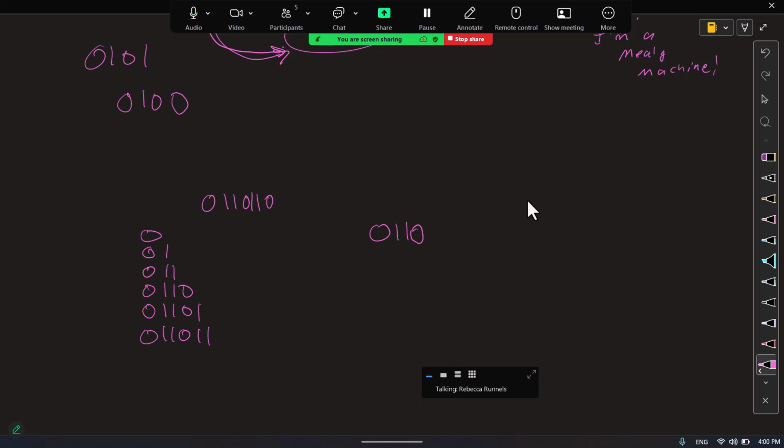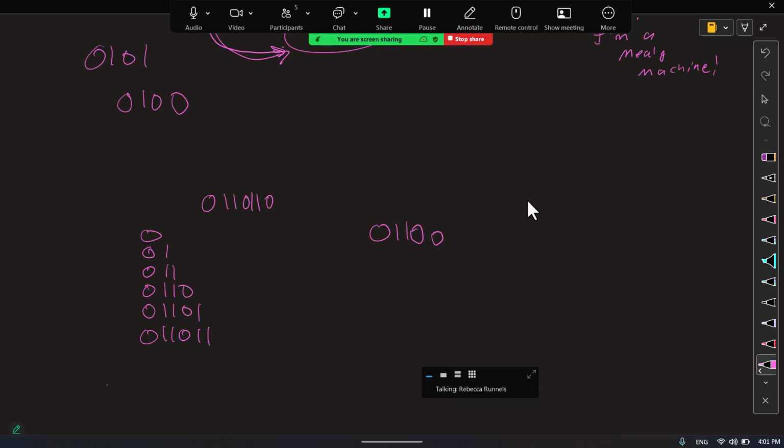So if I'm at 0, 1, 1, 0, and I get a 0, I look and I see, do any of these have a 0, 0, 1, 1, 0? Nope. Do any have a 0, 0, 1, 1? Nope. 0, 0, 1? No. 0? Yes. I'd have to go all the way back to 0. I see. Yeah, okay.